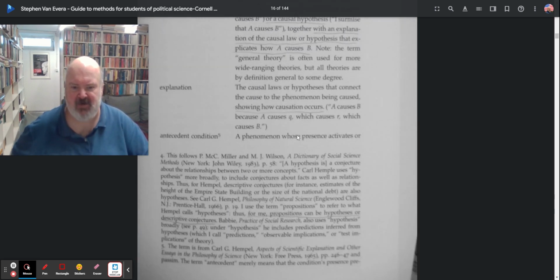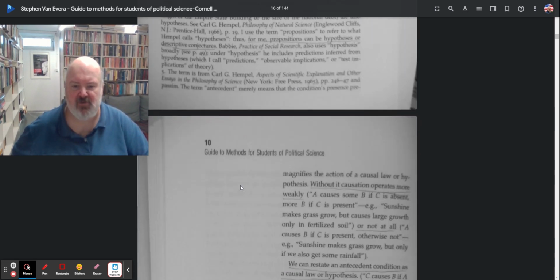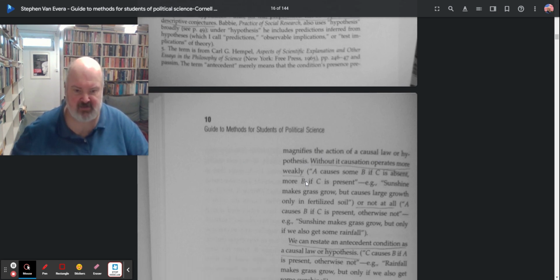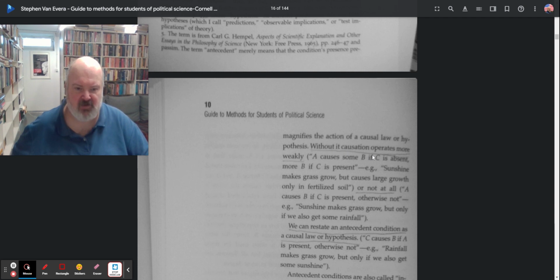An antecedent condition is a phenomenon whose presence activates or magnifies the cause of a causal law or hypothesis. Without it, causation operates more weakly. A causes B if C is absent, but more B if C is present. In other words, A causes some B if C is absent, but more B if it is present.